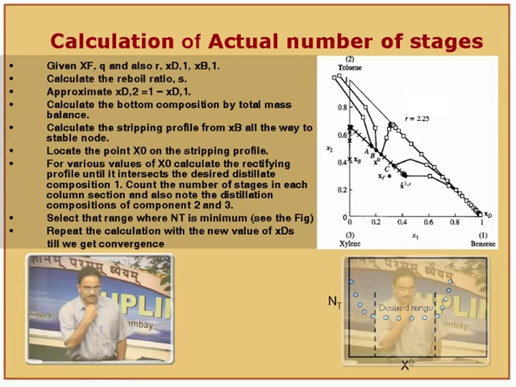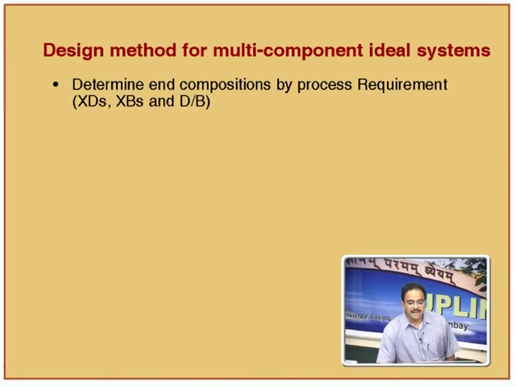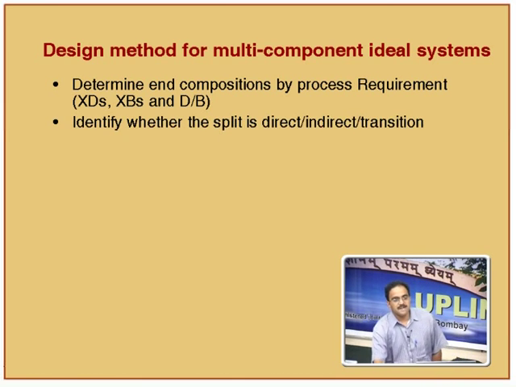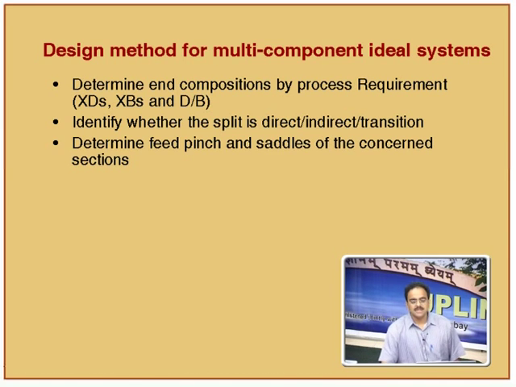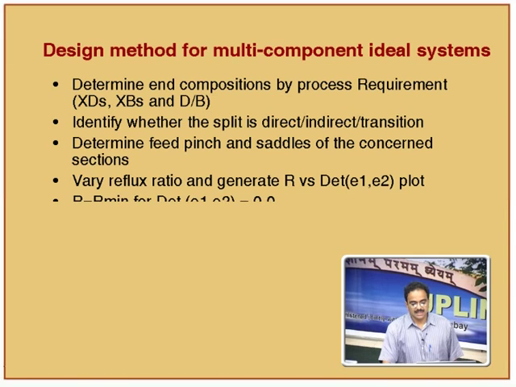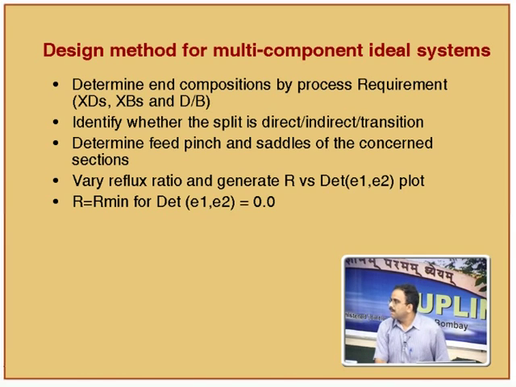So, what is the design method? Determine end compositions by process requirement, XDs, XBs and D by B, using degrees of freedom analysis. Identify whether the split is direct, indirect or transition, that is very important. Determine the feed pinch and saddles of the concerned sections independently, without actually doing step by step calculations. Vary the reflux ratio and generate R versus determinant E2. If it is a 4 component system, then it will be E1, E2, E3. So this plot is generated.